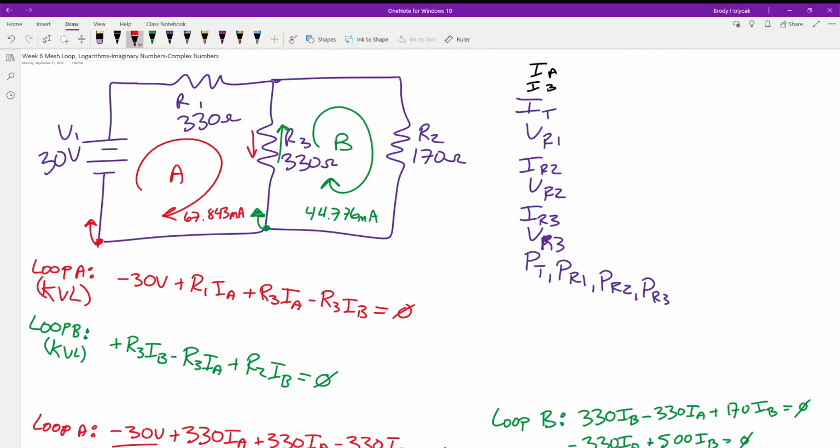So now we get into the superposition part of things. We have one current going one direction. We have one current going the other direction. We're going to end up with a net between these two. And our final polarity is going to be based on which one is larger. So we end up with how much current going through R3?